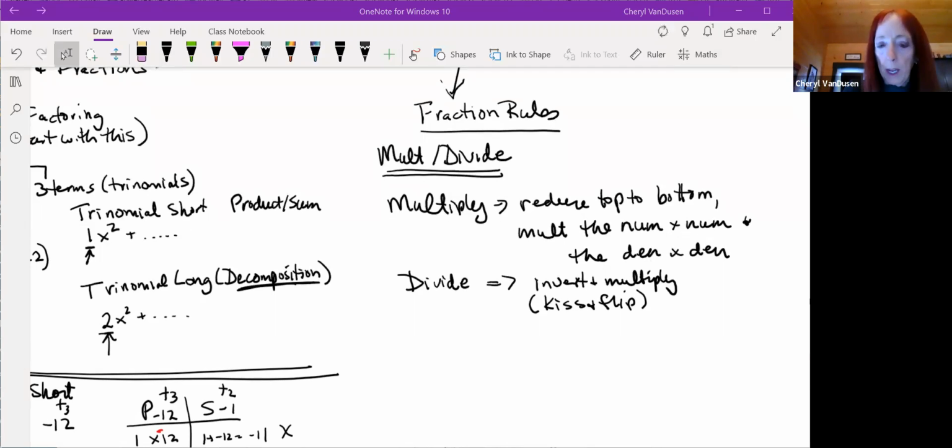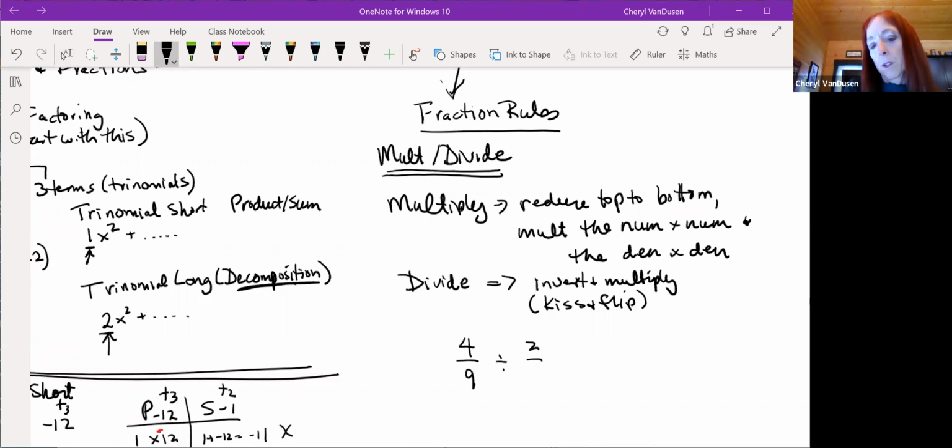Okay, so let's say we have something like 4/9 divided by 2/3, just to remind you of how to do multiplication and division. I gave a division because it gives us the kiss and flip, or the invert and multiply. So our first step would be to leave the 4/9 sitting there and multiply by the reciprocal, 3/2.